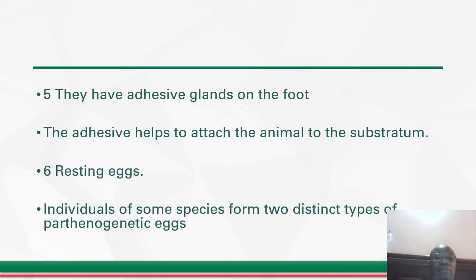Number five of the adaptive features is that they have an adhesive gland on the foot which attaches them to their substratum. So the adhesive helps to attach the animal to the substratum on which they find themselves. And then sixth, they have resting eggs. Their eggs can become resting when the environment is not conducive. And individuals of some species form two distinct types of parthenogenetic eggs during these unfavorable conditions.